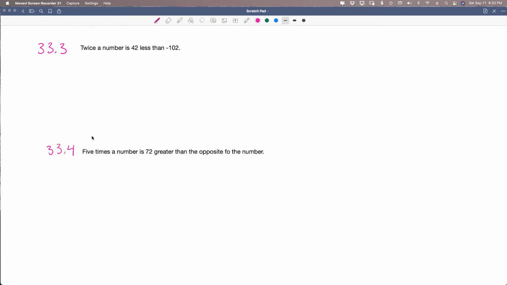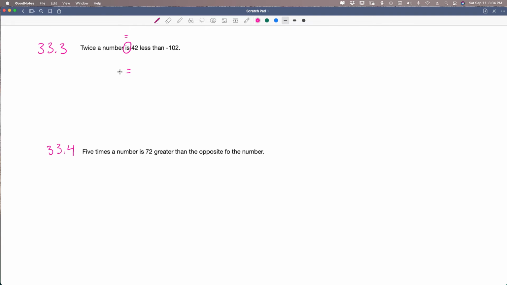So we went ahead and wrote 33.4 down as well to save a little time. So let's look at this one. We are told that twice a number is 42 less than negative 102, or 102. So to me, here's how I would solve this. I look for my equal sign first. So here's my equal sign, that's equal.